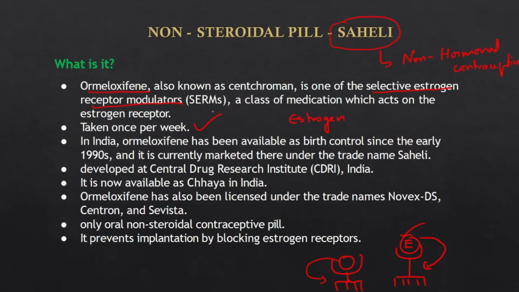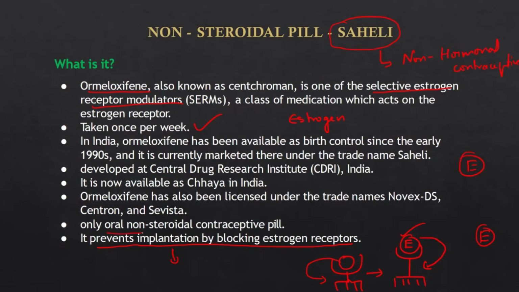And how is estrogen helpful for preventing pregnancy? I told you the other day, it maintains normal thickening of the uterine wall. So due to this, instead of attaching the estrogen, this will attach and this will prevent the implantation. So remember, Saheli is helpful for preventing implantation by blocking estrogen receptors. Either we give estrogen so that it does the activity, or we give these Saheli drugs so that they also mimic the estrogen function. They will just maintain the normal thickening of the endometrium so that implantation cannot take place.